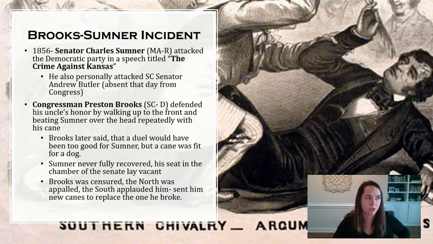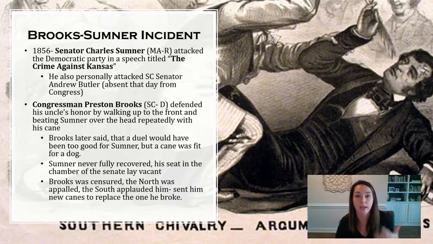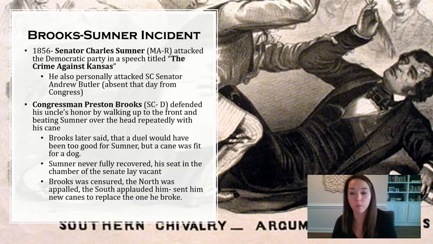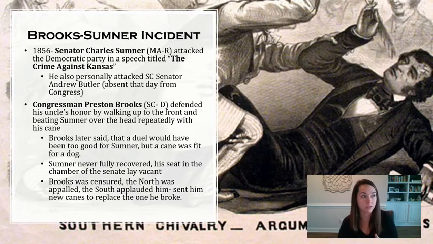Actually, it was so violent that people were holding other people back from helping Sumner. He beat him over the head so many times that Sumner was never able to fully recover. He had brain damage. He sat absent in the United States Senate for 3 years as he learned to talk and walk and write and speak again.